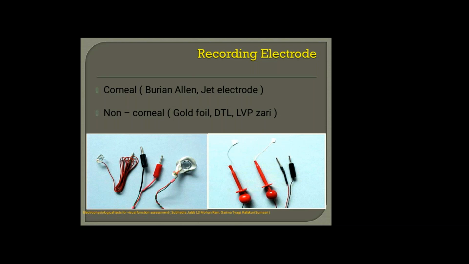If you are performing an OCT, what is the intermediator? That is infrared light. While performing ultrasound, what is the intermediator? That is the probe and the gel. And in ERG, or in an electrophysiological test, the intermediator is the electrodes. So these are the series of electrodes that can be used. You can Google, or go to some articles, and see what those electrodes are and how they are used.